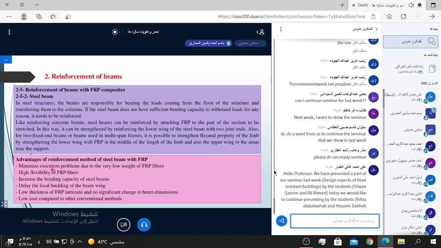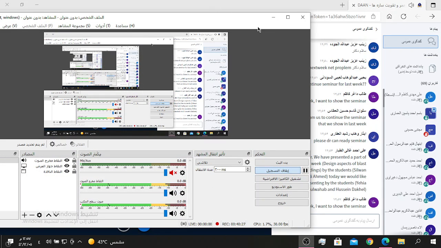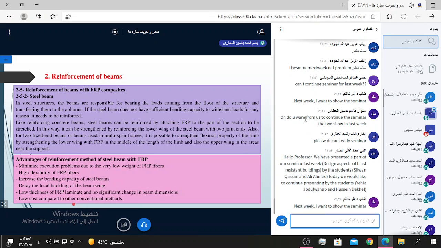Elimination of welding problems due to the very low weight of the FRP fiber. Flexibility of FRP fiber. Increases the bending capacity of the steel beam. Delays local buckling of the beam wing. Low thickness of FRP eliminates significant change in the beam dimension. Low cost compared to other conventional methods.